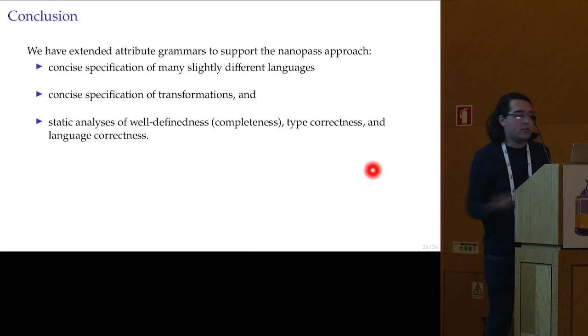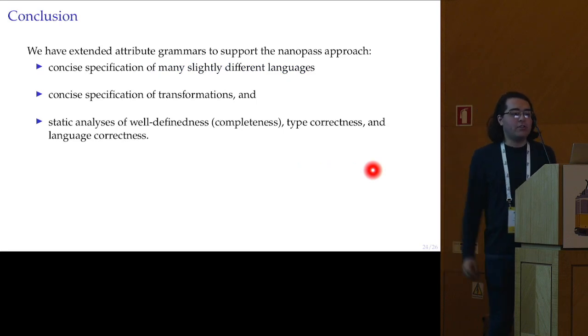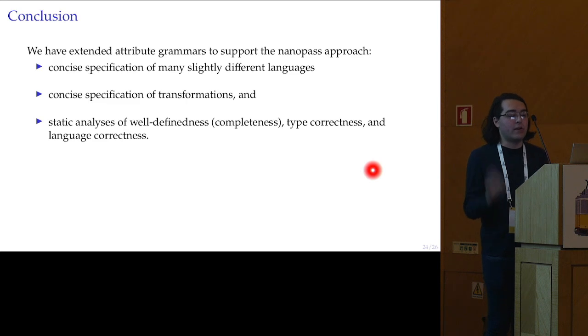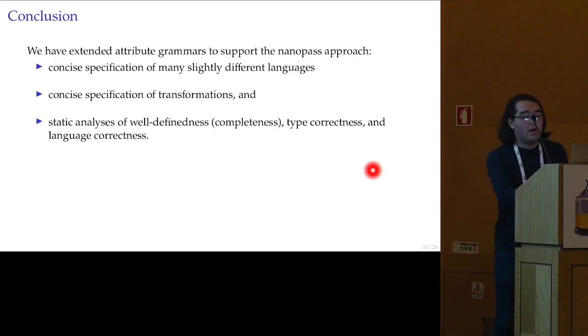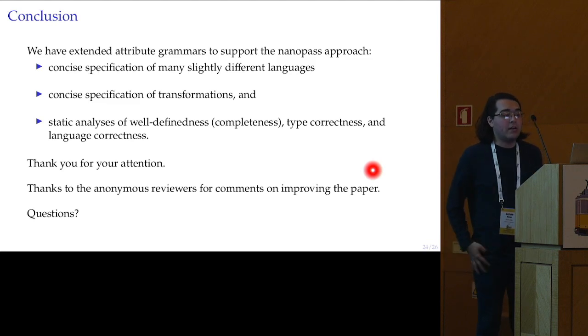Yeah. So in this work, we've extended attribute grammars to allow concisely specifying a bunch of different languages, transformations between them, and then allowing for the analysis of completeness, type correctness, and this new language correctness property. We'd like to thank the anonymous reviewers for their helpful comments on improving the paper, and I'd like to thank all of you for your attention. Do you have any questions?